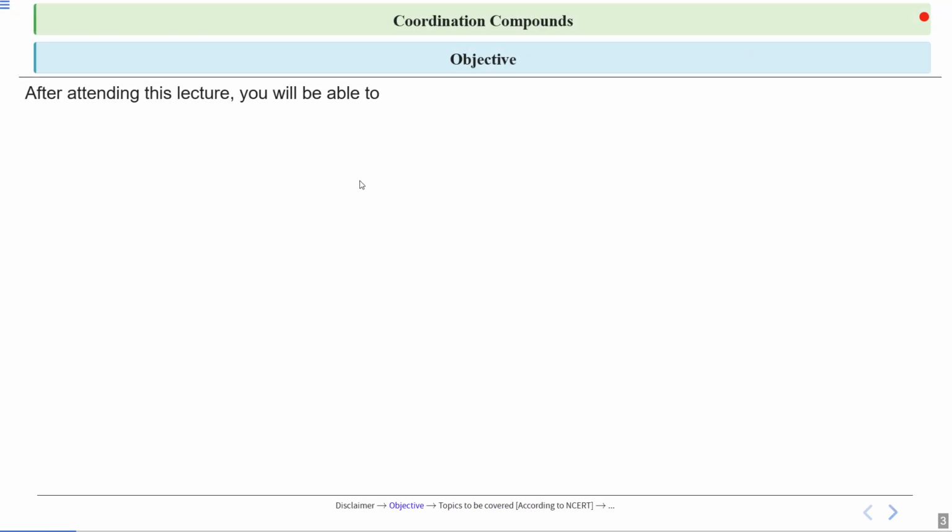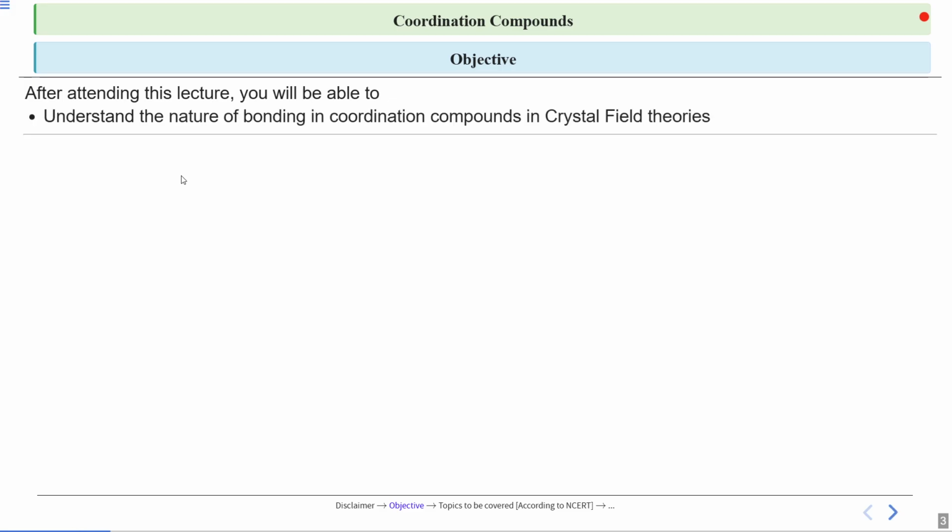The objective of today's lecture. After attending this lecture, you will be able to understand the nature of the bonding in coordination compounds in the crystal field theory. So according to the crystal field theory, how is the nature of bonding going to be present in the coordination compounds? That is what you are going to understand today.